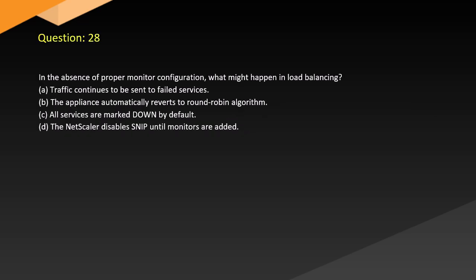Question 28. In the absence of proper monitor configuration, what might happen in load balancing? A. Traffic continues to be sent to failed services. B. The appliance automatically reverts to round-robin algorithm. C. All services are marked down by default. D. The NetScaler disables SNIP until monitors are added.